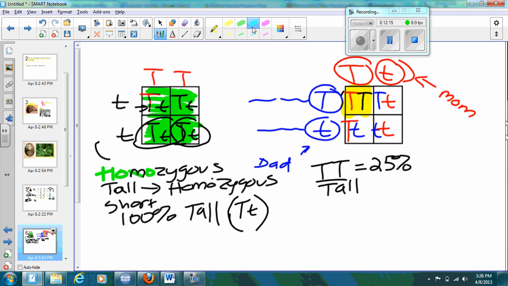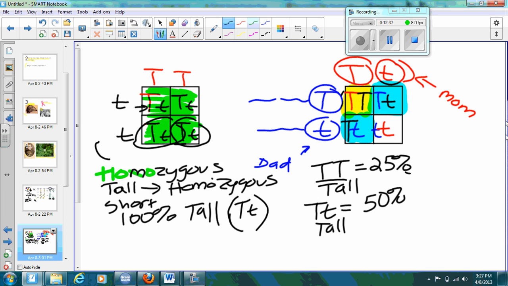Now, we're going to do these ones, okay? Big T, little t, there's 2 of them, right? And 2 out of 4 is equal to 50%. So, big T, little t is equal to 50%. Okay, and those, what are those? Tall. So you could even say that if you add these together, you get 75% tall.